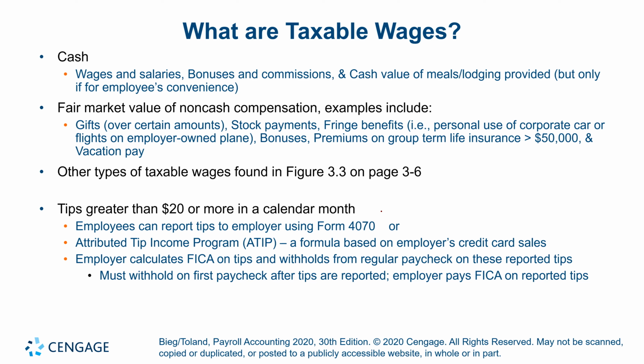Just like it tells us with this attributed tip income program, the formula is based on the employer's credit card sales. That determines the amount of tips that must be reported to the IRS. The employer then assigns the required amount of tips among all tipped employees. To be eligible to use ATIP, the employer must have at least 20% of its gross receipts from charged receipts that show charged tips, and at least 75% of its tipped employees must sign a participation agreement. All right.